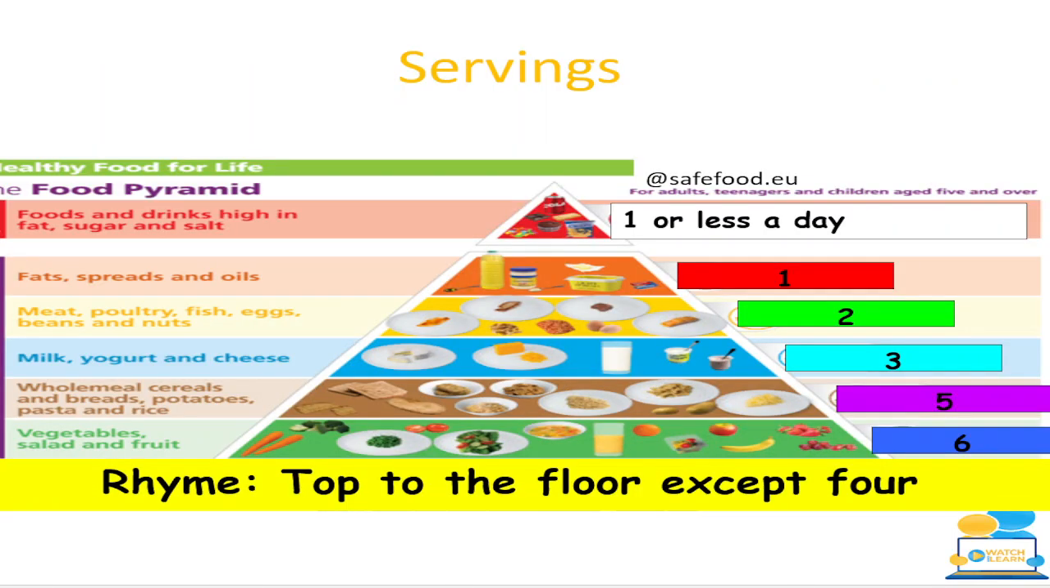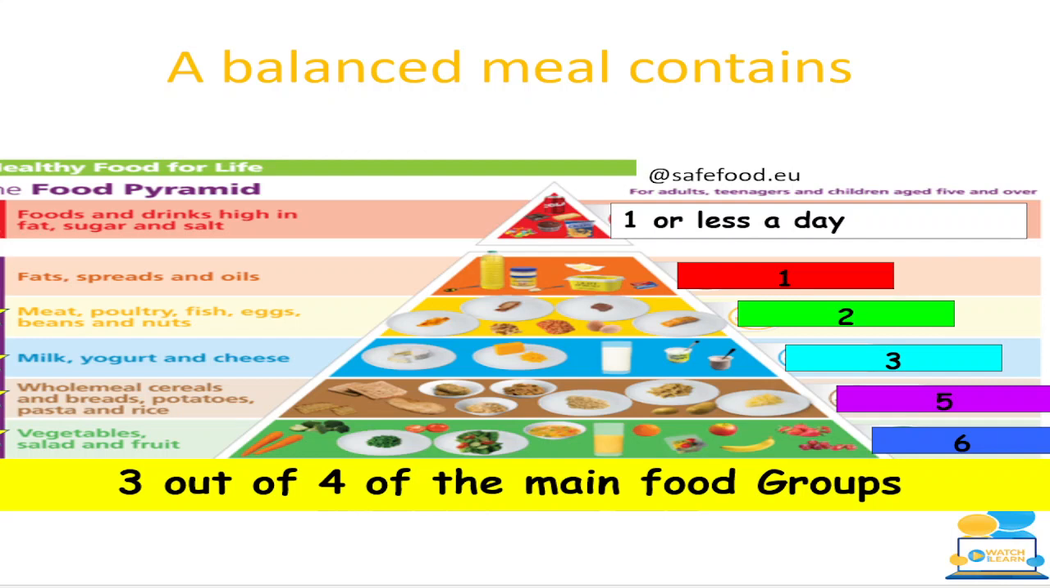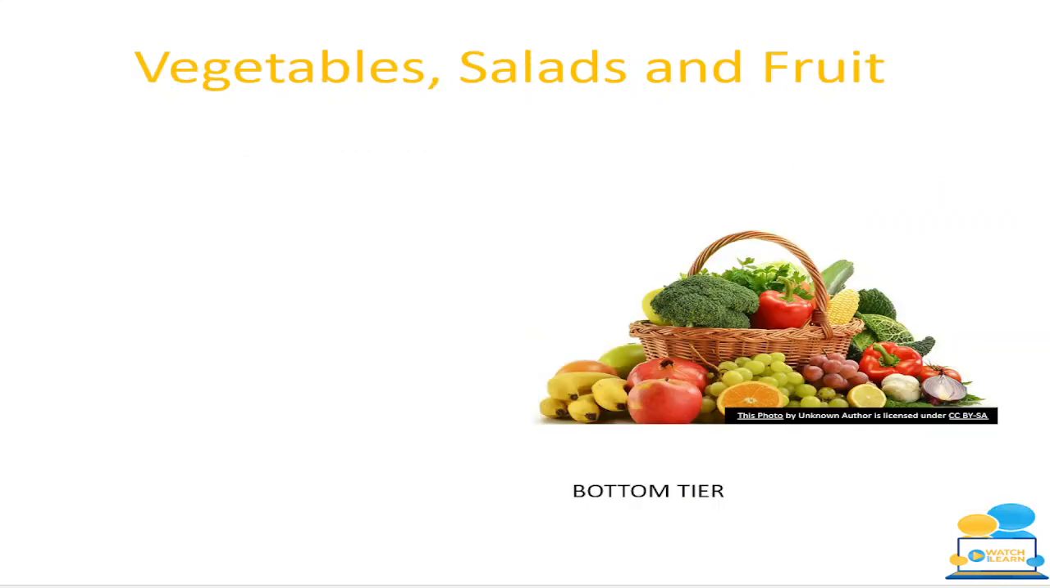So the reason why we're looking at this is because they contain fibre, and fibre is necessary to promote a good healthy digestive system. So the way you remember it is top to the floor except 4. So you go 6, 5, 3, 2, 1, 1 or less a day. Okay. So you should have 3 out of 4 in the main food groups when you're designing a menu.